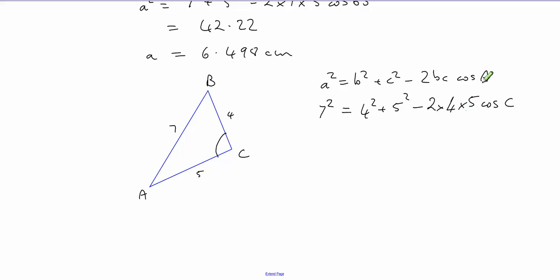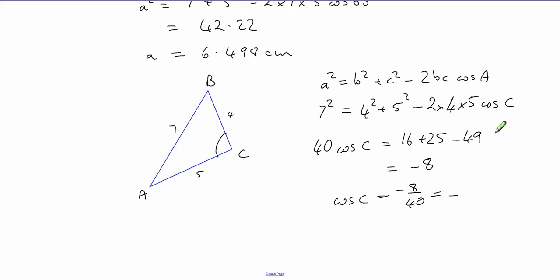So rearranging, 2 times 4 times 5, that's 40 cos C equals 4 squared, 16, plus 5 squared, 25, minus 7 squared, 49, which equals minus 8. So cos C equals minus 8 over 40, or minus a fifth, minus 0.2.